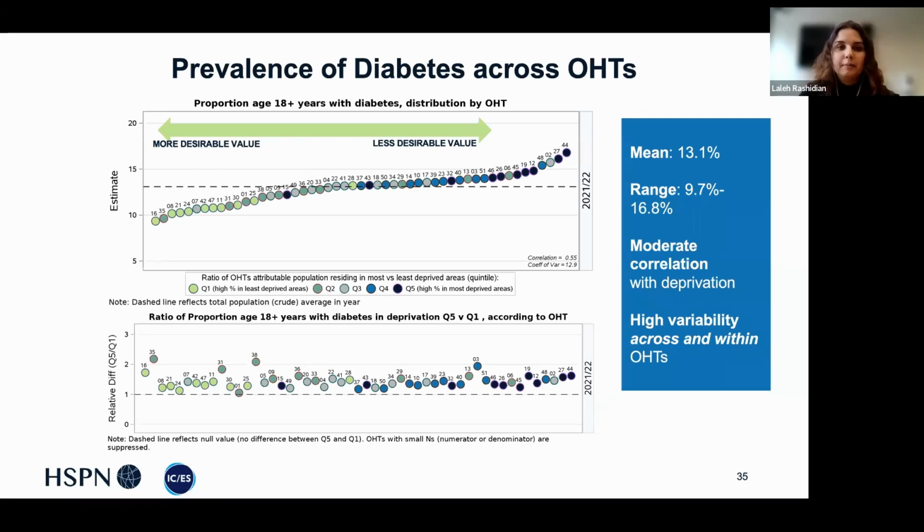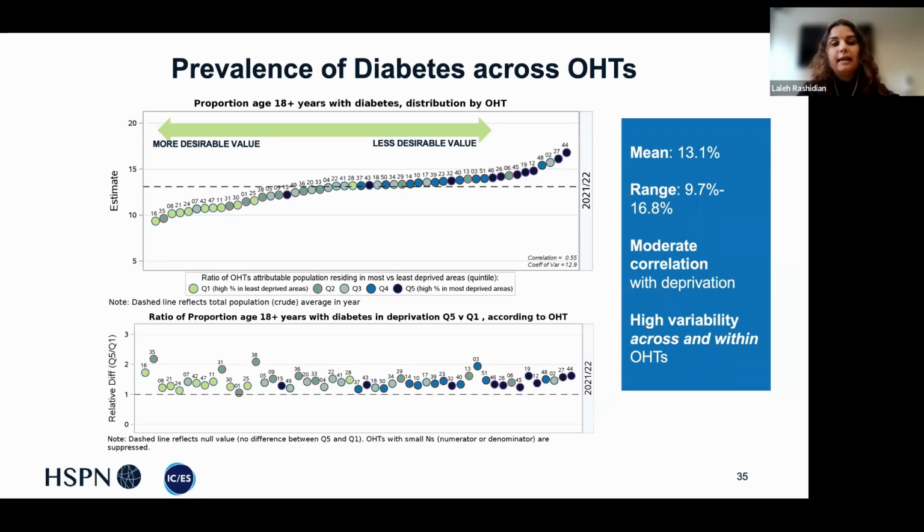So with the prevalence of diabetes, meaning the proportion of our population over 18 who have diabetes, we see that the average across Ontario is 13%. This ranges from around 9% to 16%, which is an almost 2-fold difference across our OHTs, showing that we have high variability. And you can tell here with dark blue dots that they're clustered more towards the right, which means that there's a correlation with deprivation, a correlation of 0.5 to be exact.